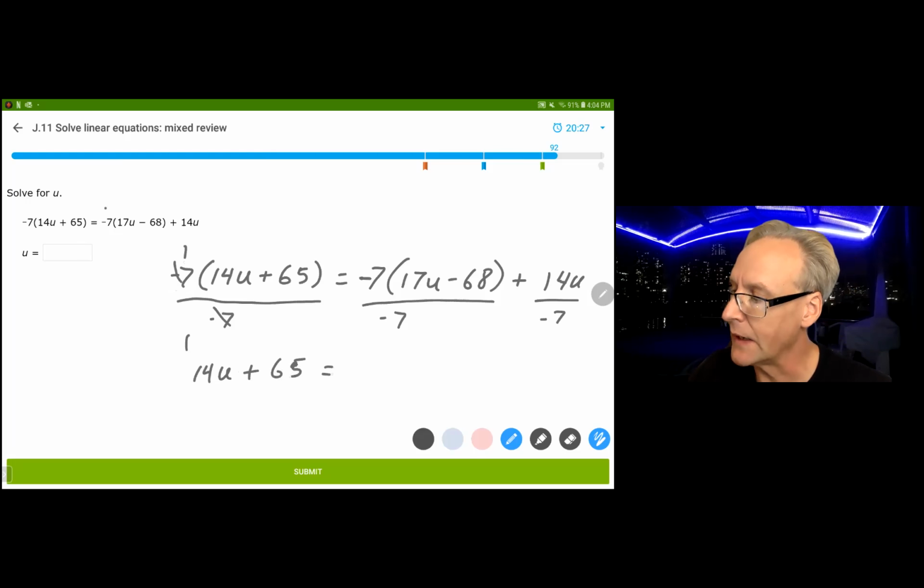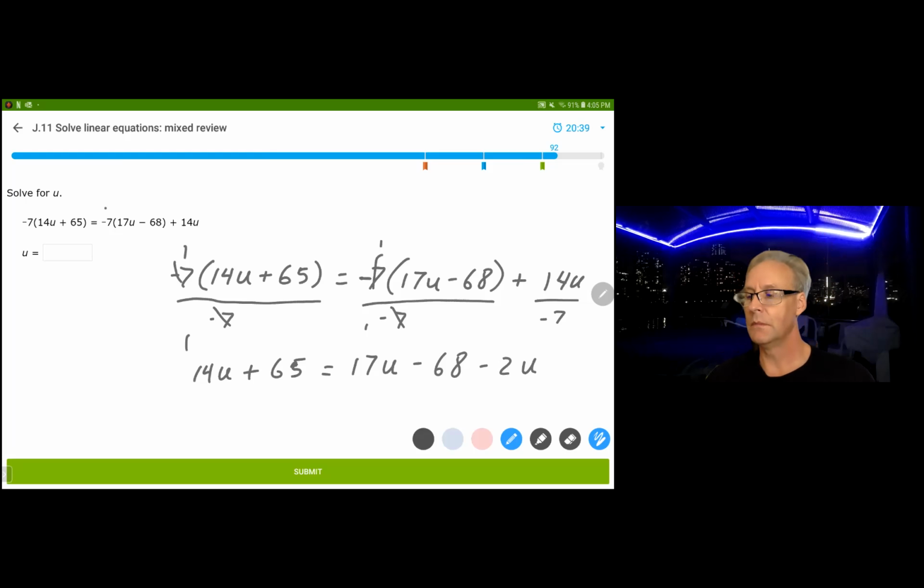And over here we've got -7 cancels with -7 to give me 17u minus 68. And notice I have a -2u over here. This is a much easier problem than the other one. Notice I've simplified everything a lot by doing this. I could subtract the 2u from the 17u and get 15u.